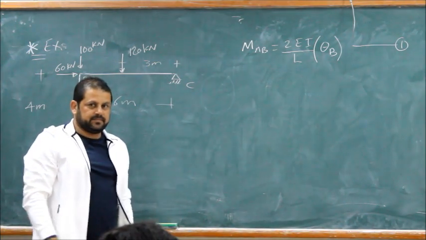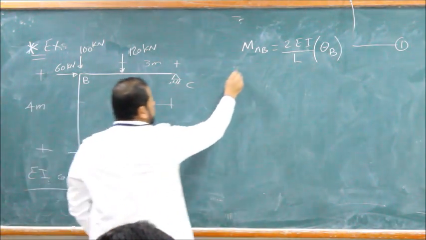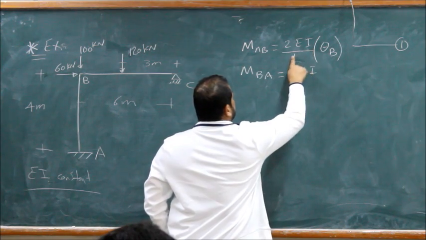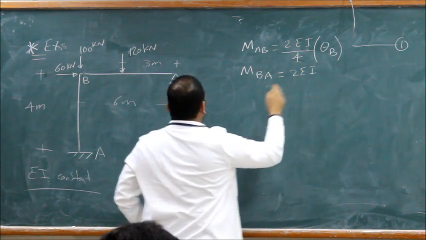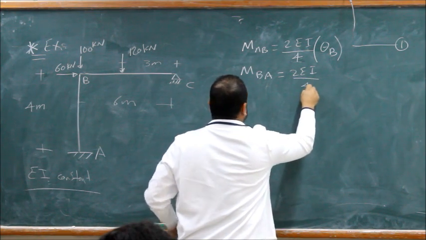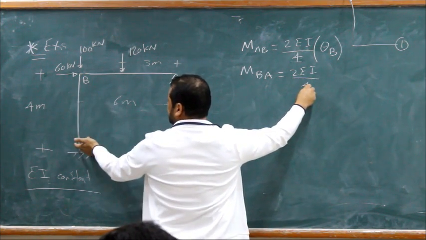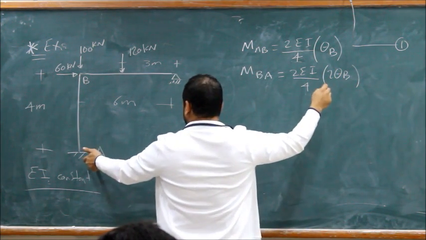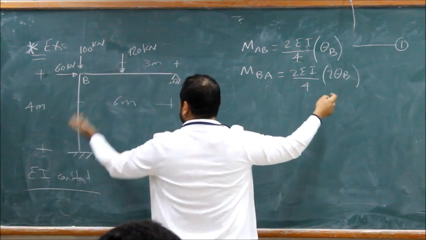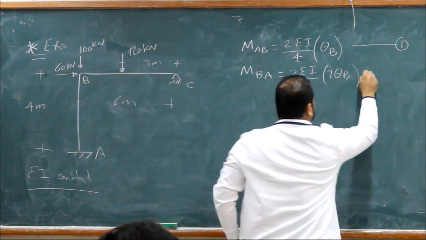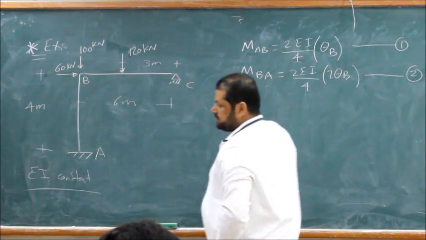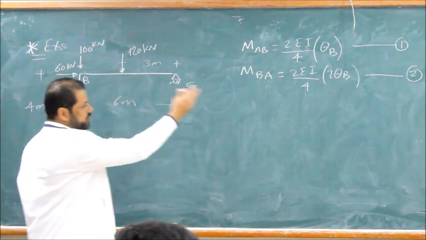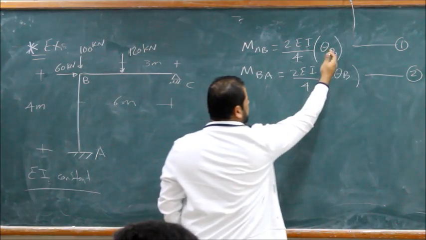Good. MBA equals 2EI, put L directly, guys. L is 4. 2EI over 4, so 2 theta B, plus theta A 0, psi 0, fixed end moment in span BA at B 0. Good. So two equations, three unknowns: MAB, MBA, and theta B.